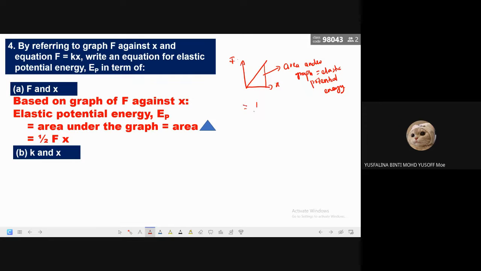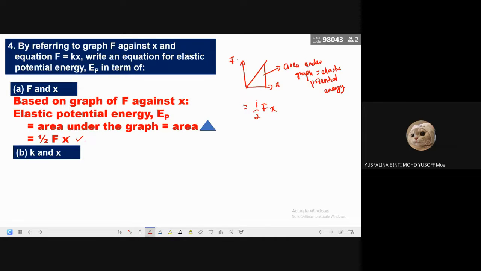So we can use half Fx, height multiplied by the base here. So this is the formula for the elastic potential energy. If they didn't give you the graph, but they give you the values of F and x, you can straight away use this formula. But if they give you a graph, then you need to form the triangle first, then you can calculate.